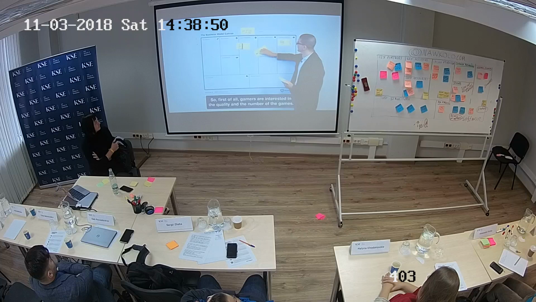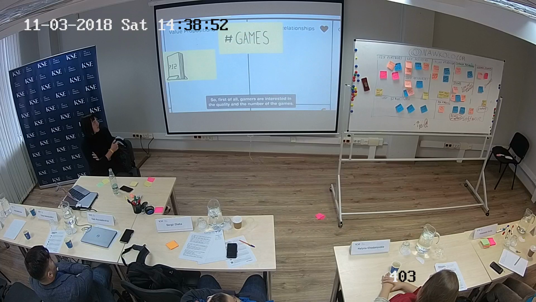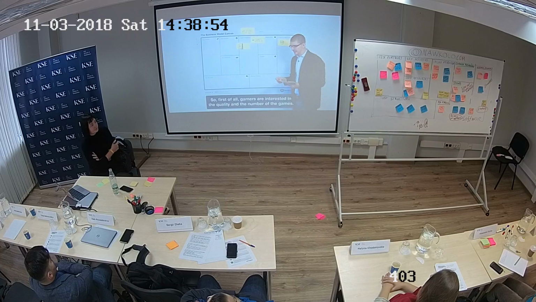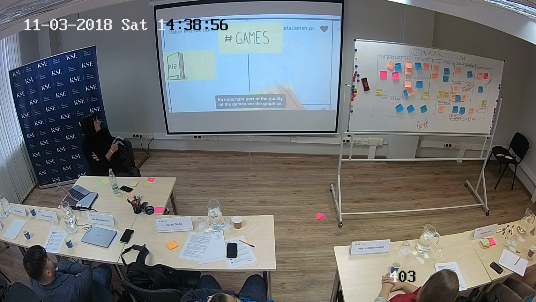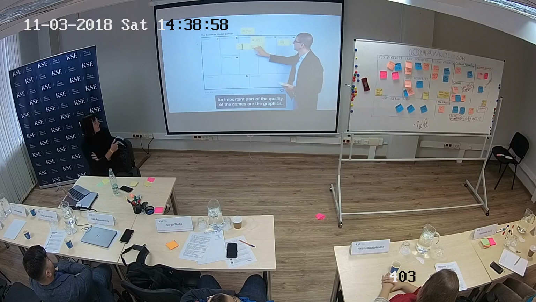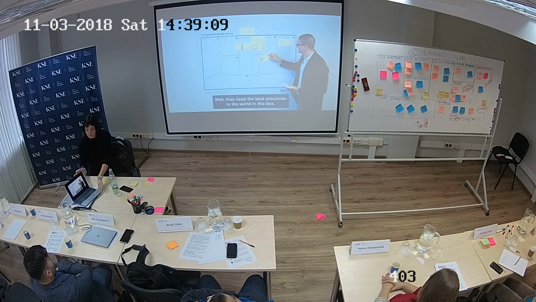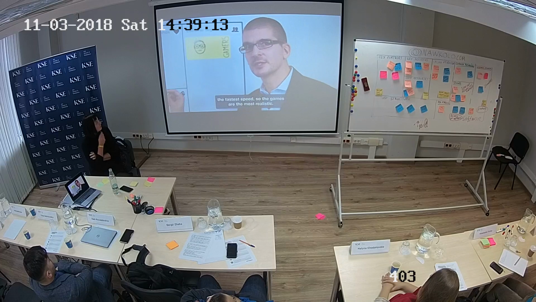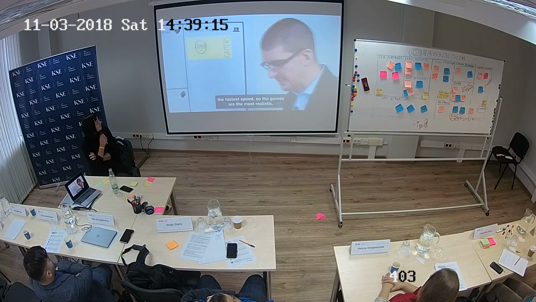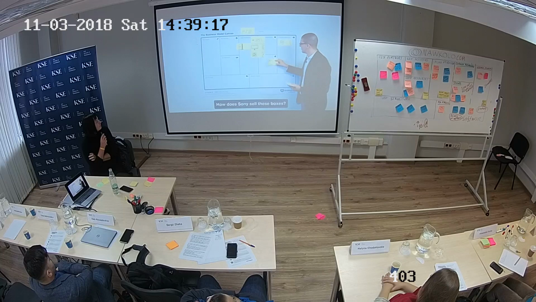So, first of all, gamers are interested in the quality and the number of the games. An important part of the quality of the games are the graphics. So gamers want great graphics because that gives you a realistic game. Now what does Sony have to do to provide great graphics? Well, they need the best processor in the world in this box, so the fastest speed, so the games are most realistic. How does Sony sell these boxes?